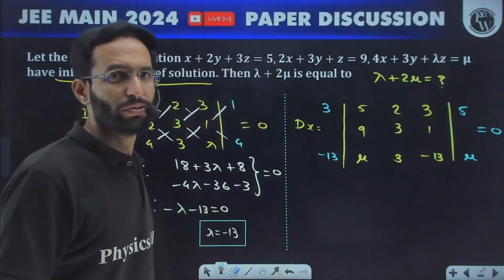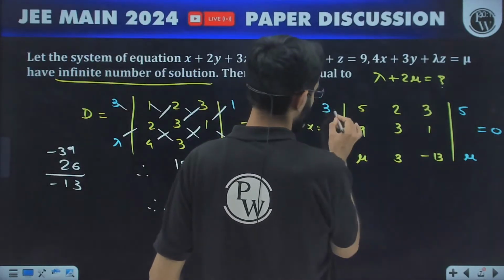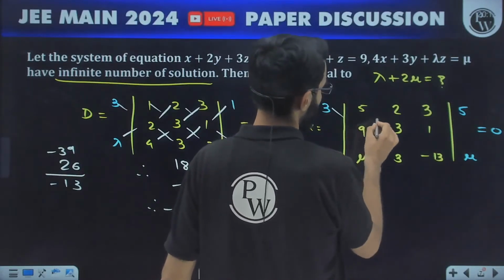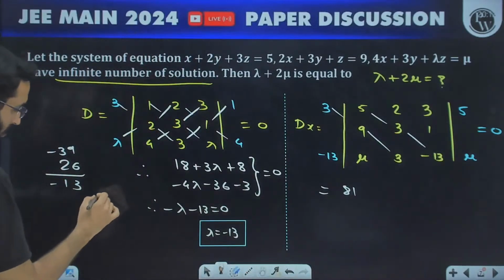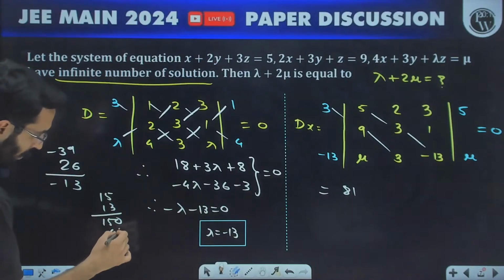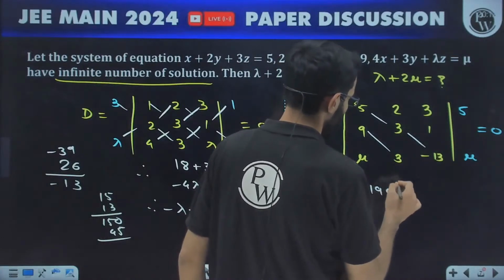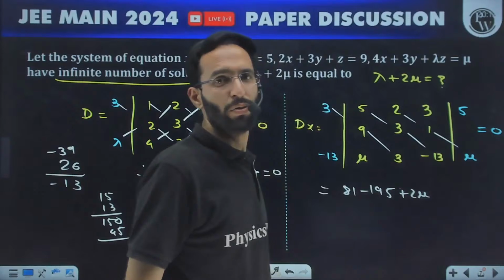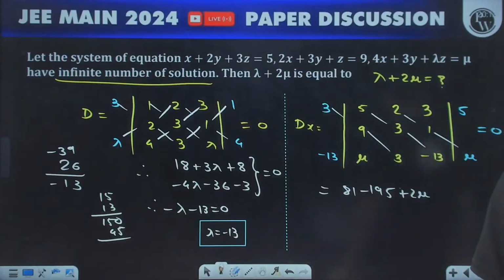Hope this is clear to you, students. So if I try to get the value from here, 3 3s are 9, 9 9s are 81, 5 3s are 15, 15 into 13. So 15 into 13 will give you 150, 15 3s are 45, 195, minus 190. This will become 2 mu. Hope this is clear to you, students. Getting my point?